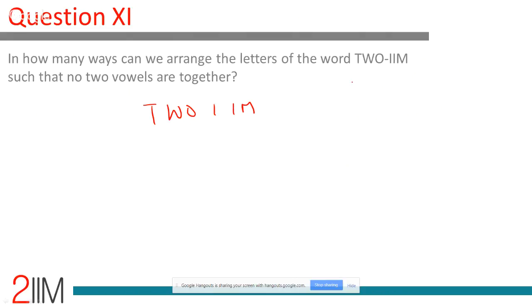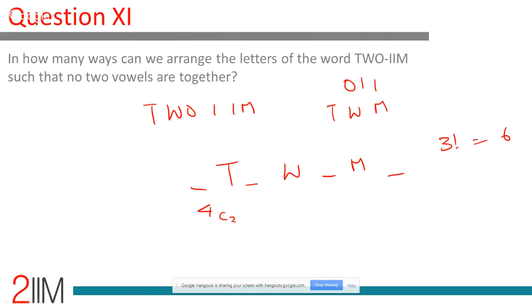TWO-IIM. The vowels are O, I, I. The consonants are T, W, M. Put the consonants together, T, W, M. They can be rearranged in 3 factorial or 6 ways. Create 4 slots: 1 in between any 2 adjacent consonants, 1 in the beginning, 1 in the end. Out of these 4, select some 3 for vowels. This can be done in 4C3 or 4 ways. Okay. There are 4 ways of selecting the slots.